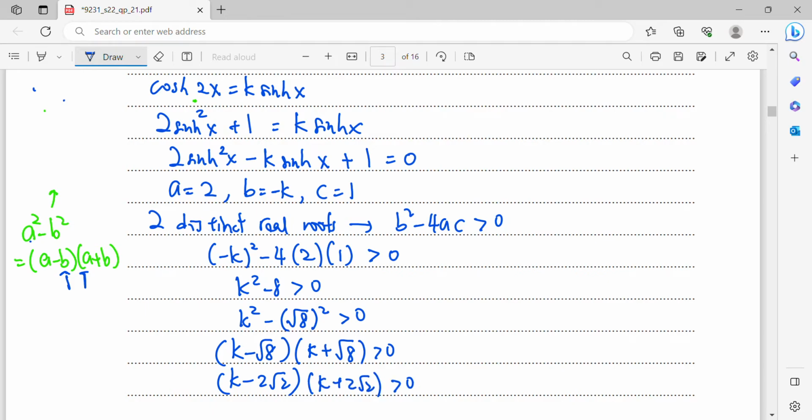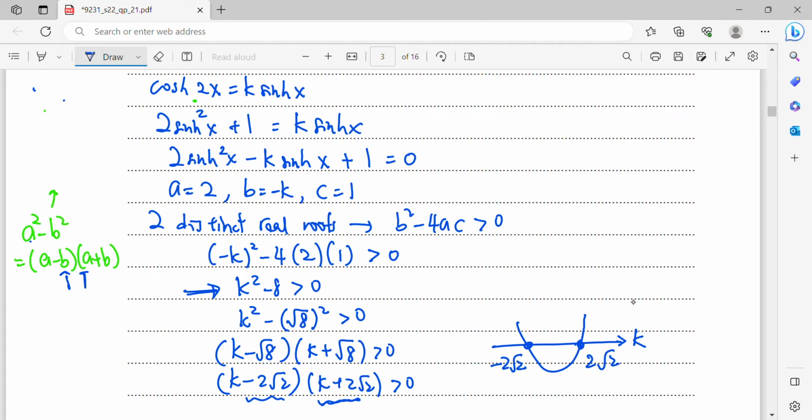Now to get the final answer, we need to sketch the graph for this quadratic, k squared minus 8. Since the coefficient for k squared is positive 1, it is a quadratic curve which has a minimum point. So now the horizontal axis becomes k. And the two intersection points here will be the roots of the equation. Which means when you let k minus 2 root 2 be 0, your k is 2 root 2. And the next one is k plus 2 root 2 be 0, then here you get negative 2 root 2.